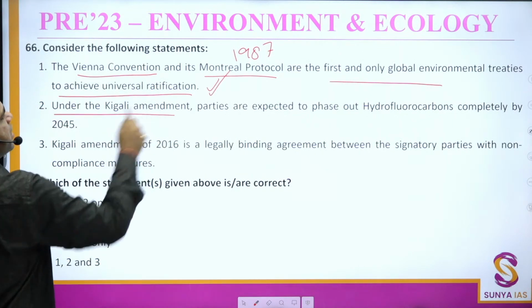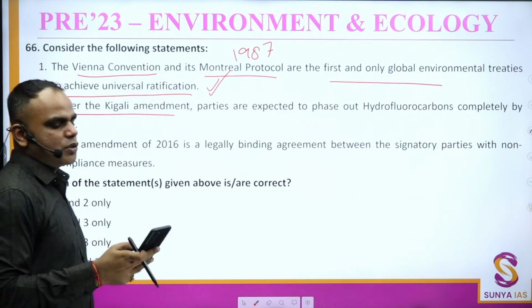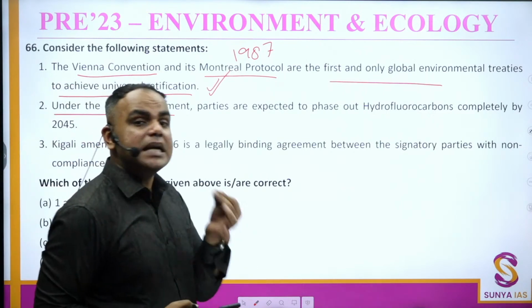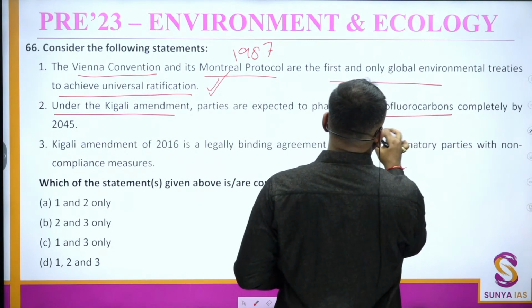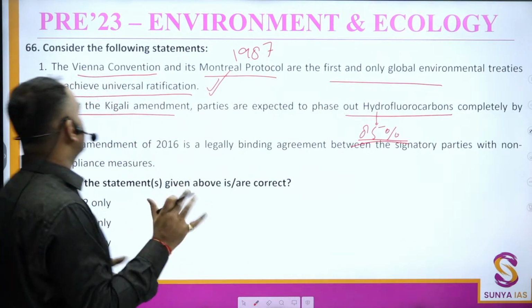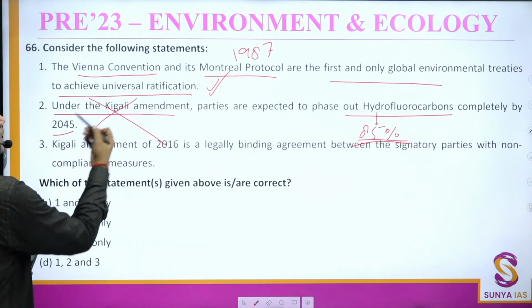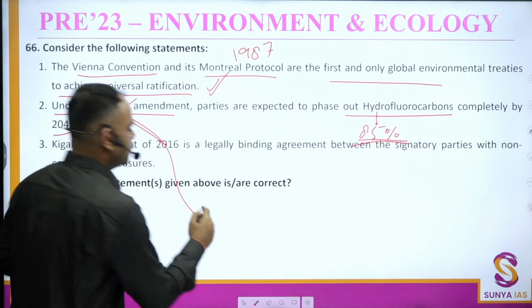Second, under the Kigali Amendment, the parties are expected to phase out hydrofluorocarbons completely. No, hydrofluorocarbons are to be reduced by around 85%. They are not going to be totally removed. So this is wrong. By the way, a question again can come, what is Kigali Amendment related to?